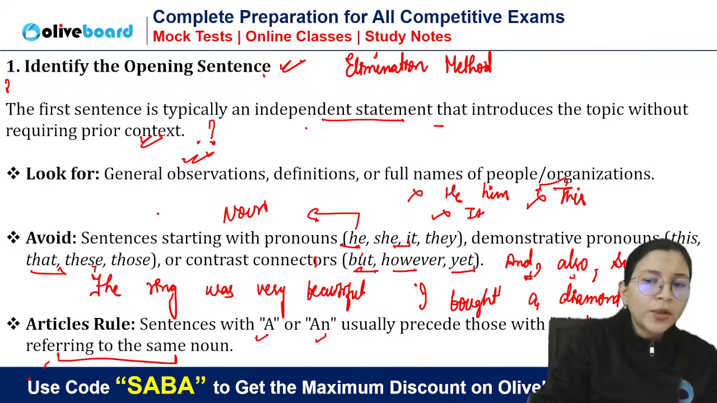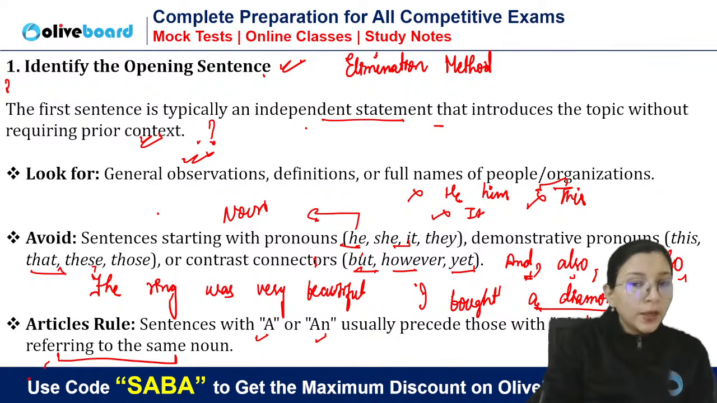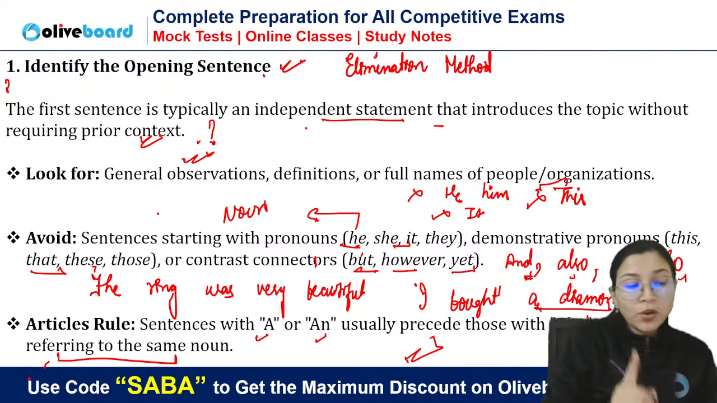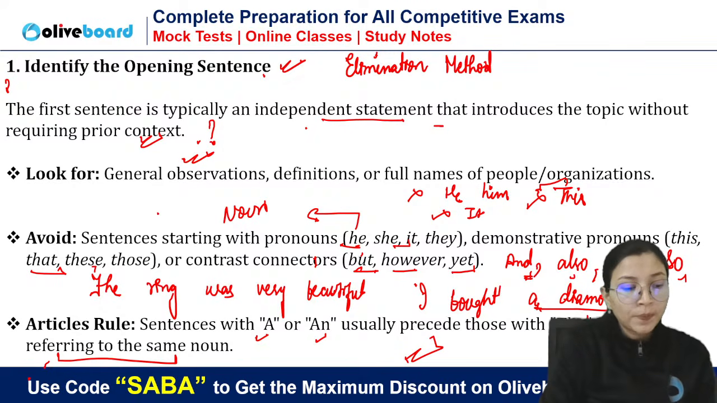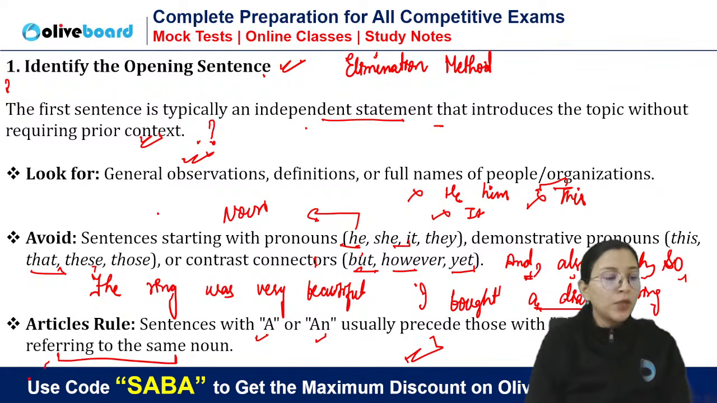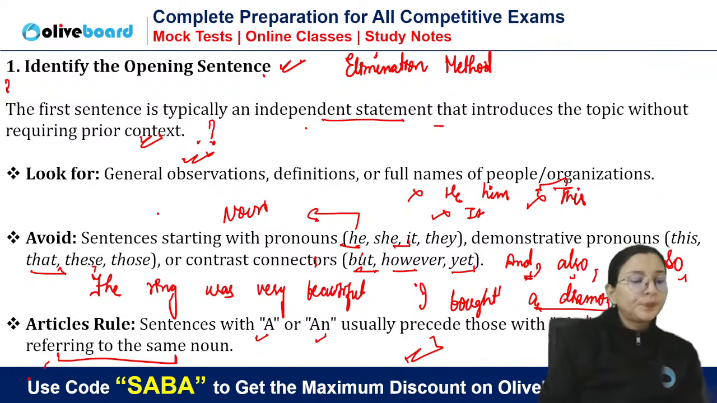Now this is also grammar. You should know that a diamond ring will come first, a or an. It will come first, okay, and the will come later on. But did I say that we cannot start with the? Now, will you form such a conclusion that we cannot start with the?